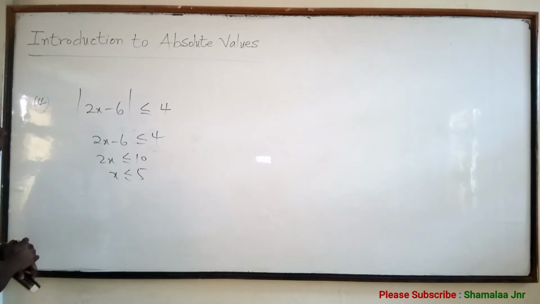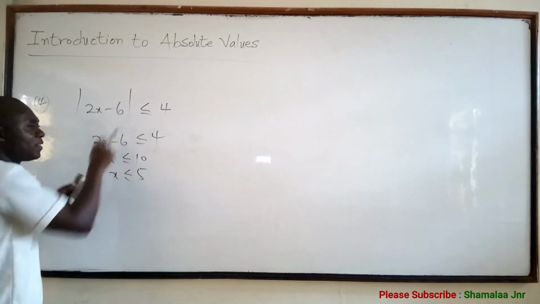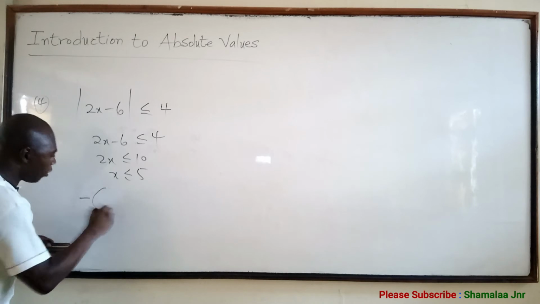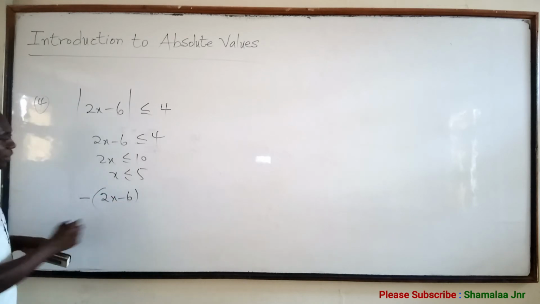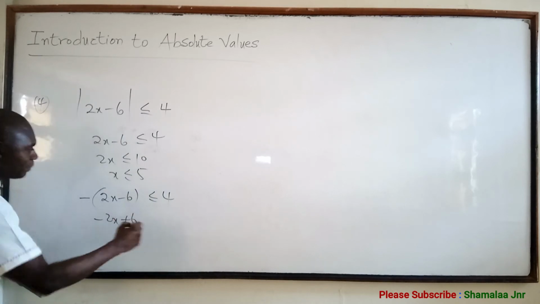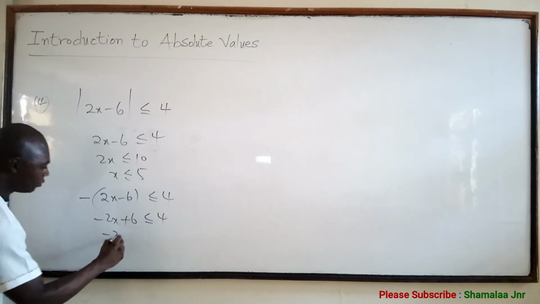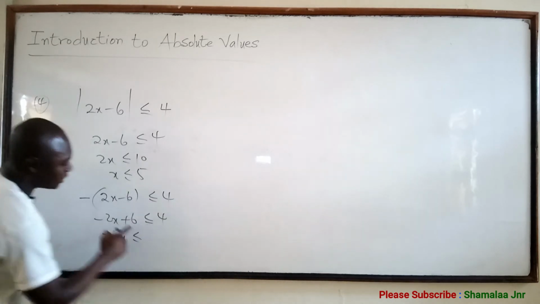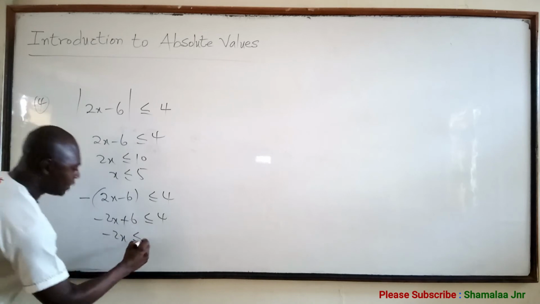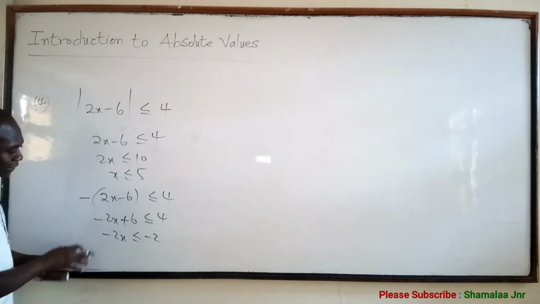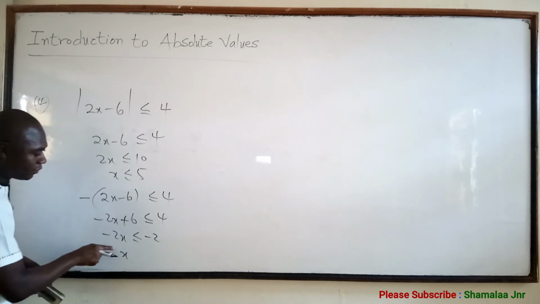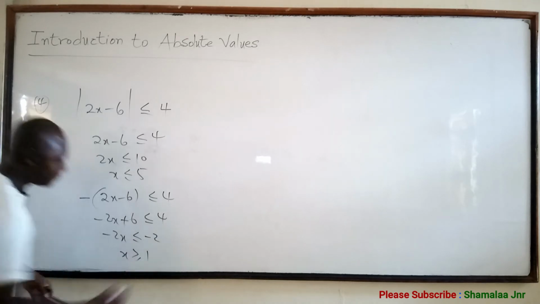That's the first case. Now the second case is that if 2x minus 6 is negative, to get the answer value, you have to negate everything. So negative of 2x minus 6 is less than or equal to 4. Negative 2x plus 6, when you expand, is less than or equal to 4. So negative 2x is less than or equal to 4 minus 6. When this 6 crosses, it will be negative. So it will be 4 minus 6, that is negative 2. Now we are dividing through by negative 2, so this one will be x. And because we are dividing through by a negative, the sign will change to greater than or equal to 1. So we have it this way.